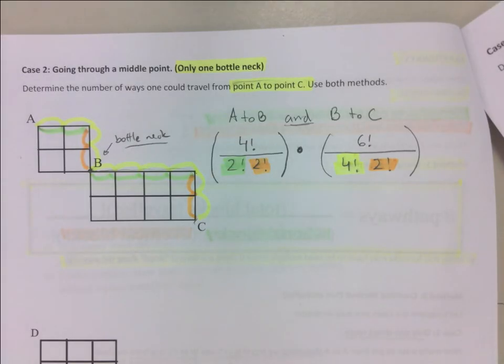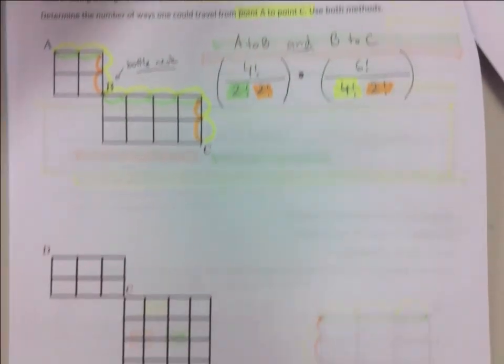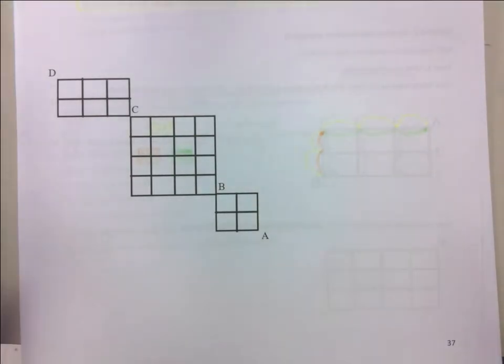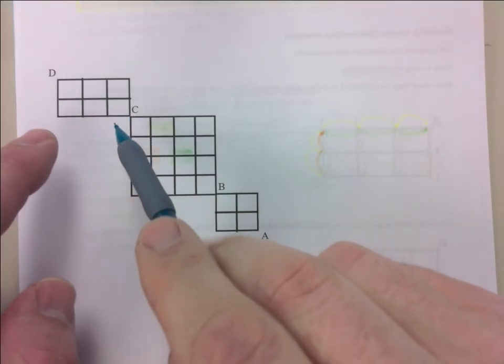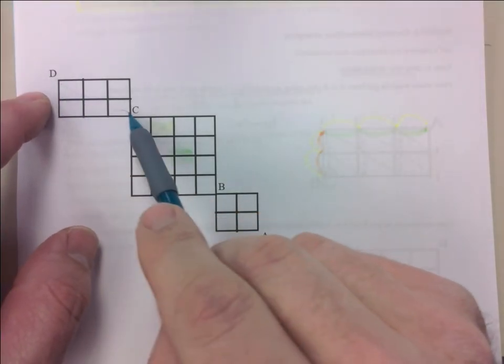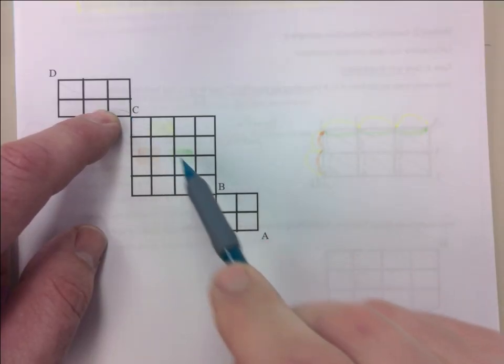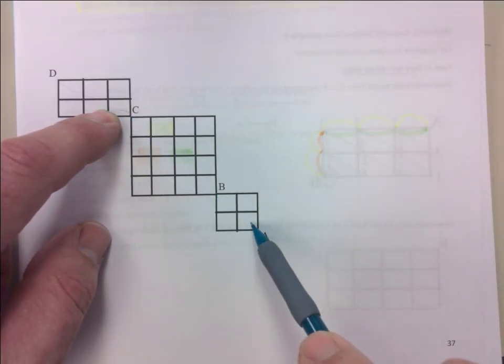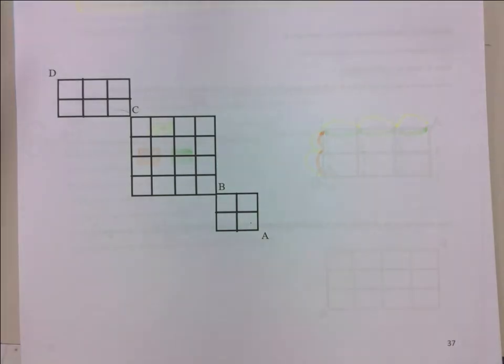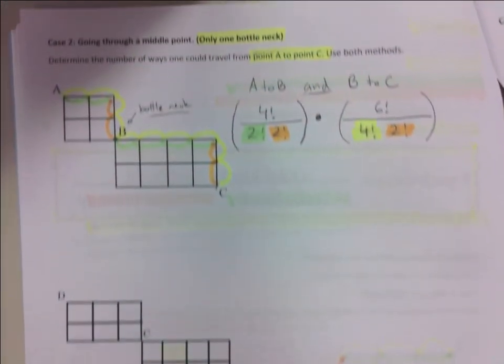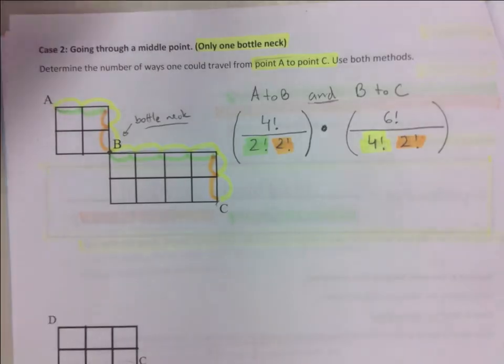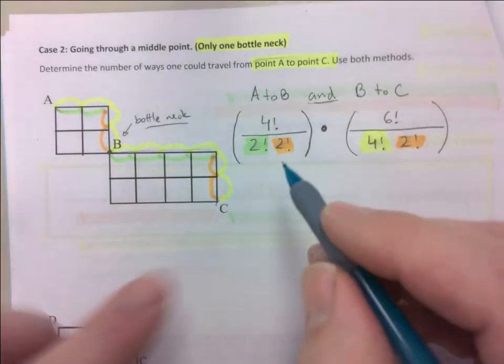Question. What if there had been another bottleneck, like you see down in this example? How many times would you have to use the formula? 1, 2, 3 times. You're going to have to do what I just did 3 times. Okay. 1 bottleneck. Let's clean this up.